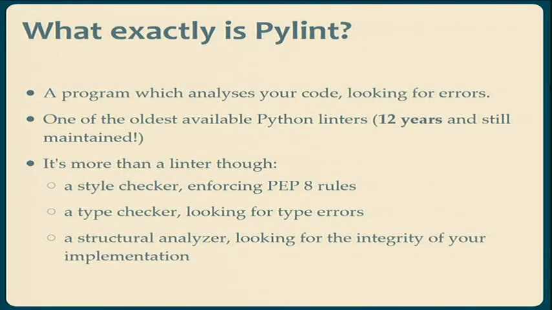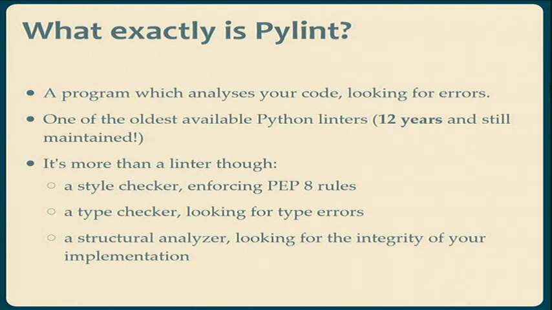So, if you've never heard of Pylint until now, or about linting, basically Pylint, or a linter, is a tool which analyzes your program in order to look for various flaws in your code, looking for warnings or other potential errors you might have. And it's also one of the oldest static analysis tools currently available in Python, being created in 2003 by a French company called Logilab. So basically, it has 12 years of existence, and it's still maintained.